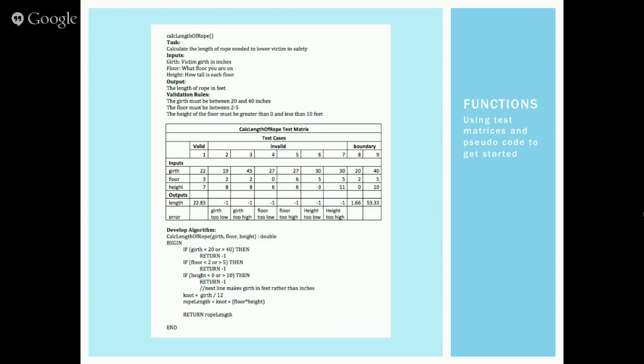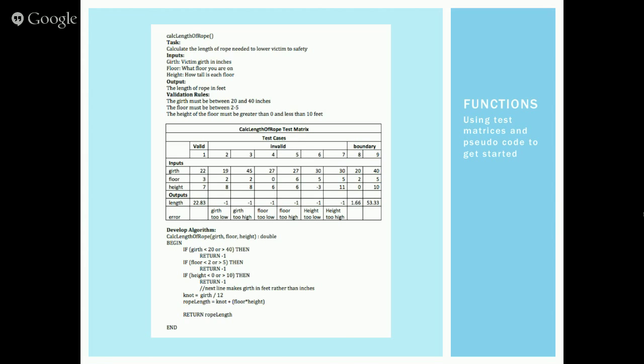Okay, the next part is for testing any kind of function you have. The example we have here is from our game. It's called Calculate the Length of the Rope. There are three inputs that it gets: the girth of the victim, the floor number that the user is on, and then the height of each floor. And then the output gives you the total amount of rope that you need.